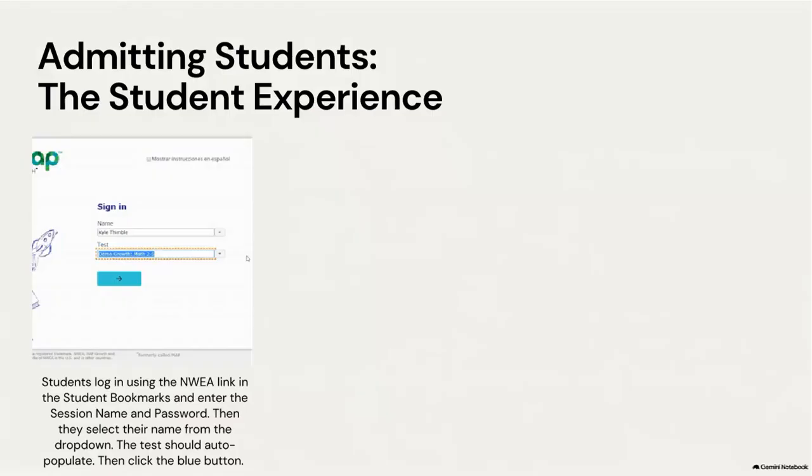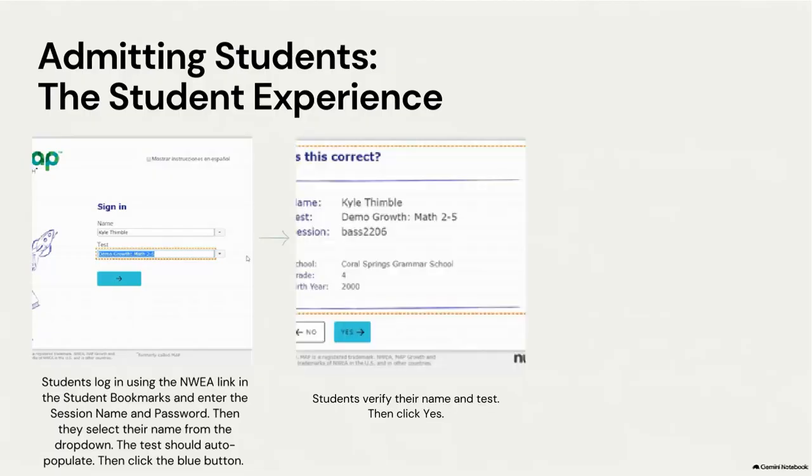Once the test session is open, students can log in. They will also use the link in the student bookmarks. They will enter the session name and password in the box that opens when they click on the link in the student bookmarks. From there, they will select their name from the drop-down box. The test should auto-populate since it has been assigned already. Then they need to click the blue button. They need to verify that the name and test are correct.